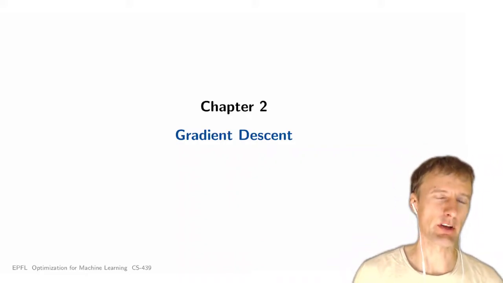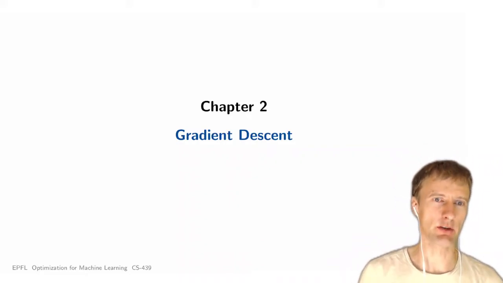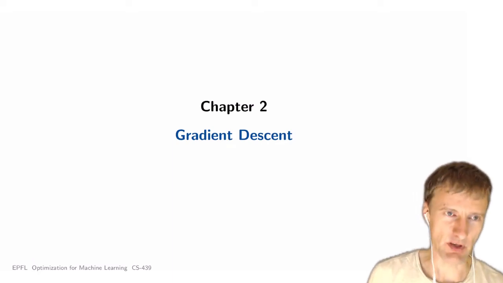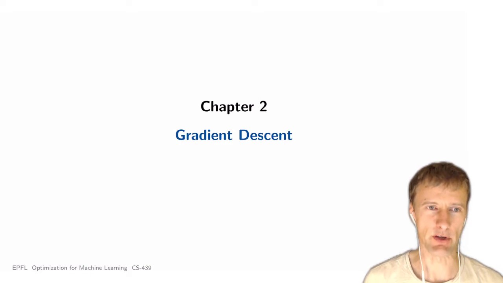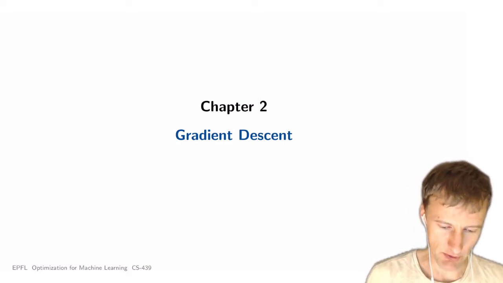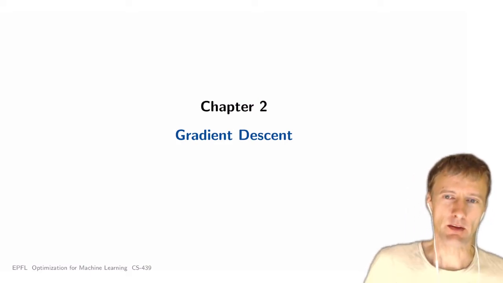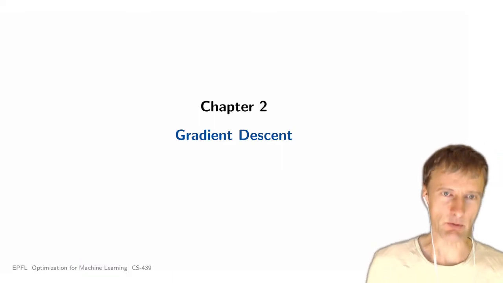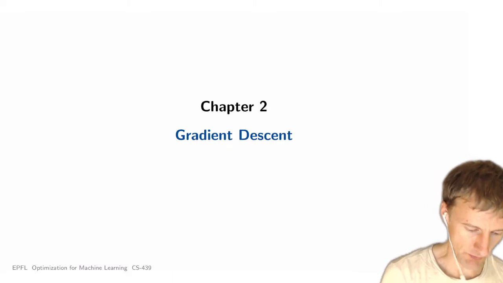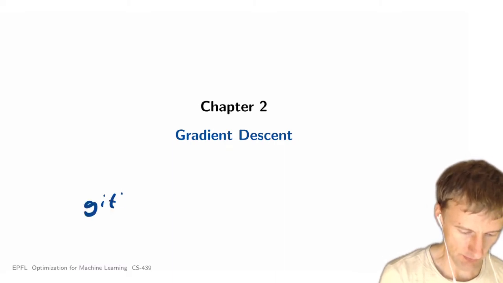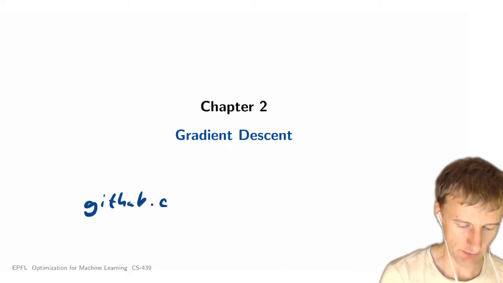Okay, welcome to the second week of the Optimization for Machine Learning course. Today we're going to dive in and study the main algorithm of interest in this course, which is gradient descent. You probably heard about this already, but today we really will see how we can get convergence rates for this important algorithm.